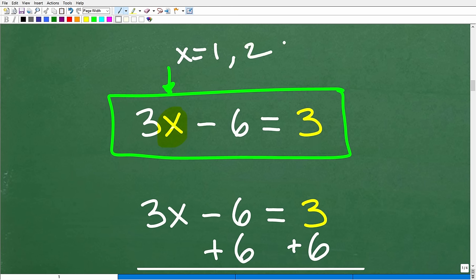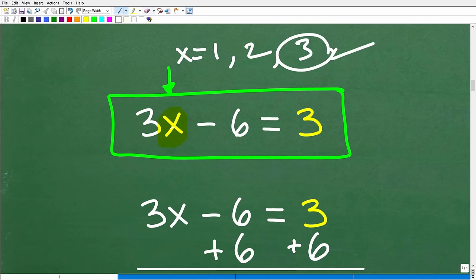How about 3 times 2? Well, 3 times 2, that's going to be 6 minus 6. That would be 0. No, that's not going to work. How about 3? 3 times 3 is 9. 9 minus 6 is 3. Oh, that looks pretty good to me. So 3 is the correct answer.